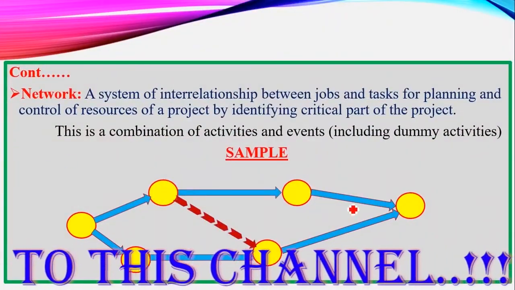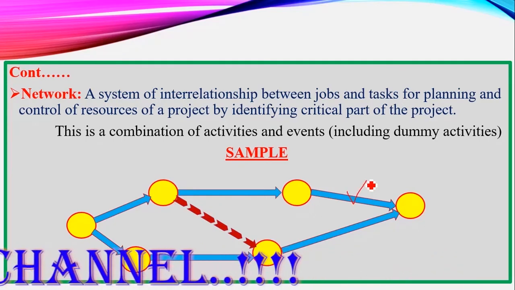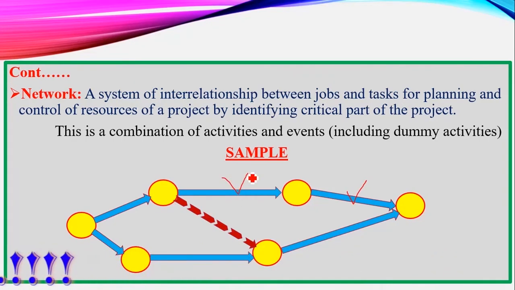For example, this activity here is only complete when this one is complete and this one is complete. If it is this one here, it will only be completed once this is completed and this one is completed. All the activities coming before it must be completed for the activity to get completed.